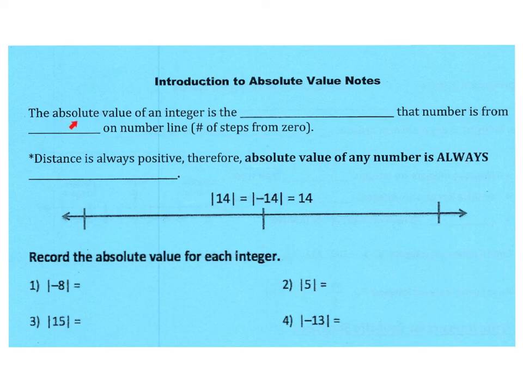Follow along with me. It says the absolute value of an integer is the distance that number is from 0 on the number line. And I have in parentheses there, just think of it as the number of steps away from 0. All you have to do is count the number of steps a number is from 0. That is all there is to it. Absolute value just wants to know, what is the true value of that number? How far away from 0 is that number?